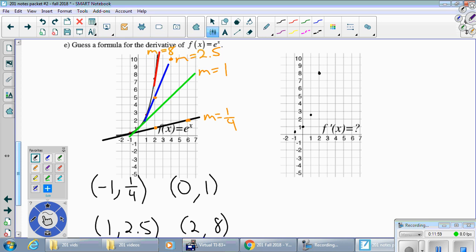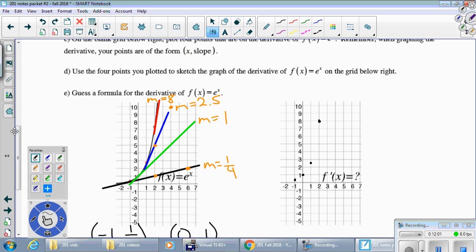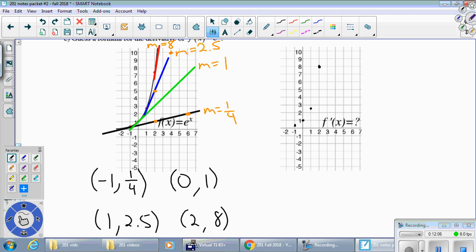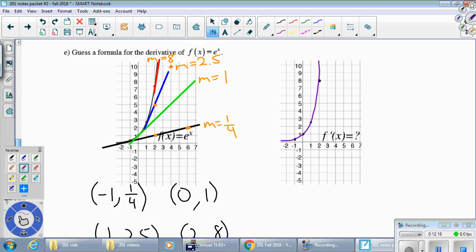And then we're going to, what are we going to do? Sketch the graph of the derivative. So we've got only 4 points, but we can maybe make a guess that it's going to grow really, really quickly here, faster, faster, faster, slower, slower, slower, something like that. And then part E said guess a formula for the derivative of f of x equals e to the x. So I happen to know this one because I've taken this class before. So I'm not going to answer that one here, but maybe you can make a guess as to a formula for that particular curve.